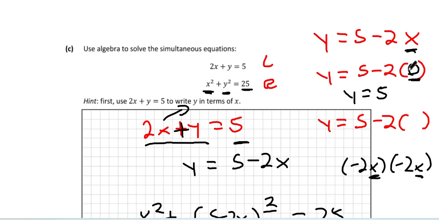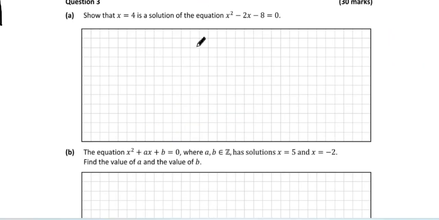Use your calculator, it's 5. Because 2 times 0 is 0. So you're taking 5 minus 0. And the other one you put in 4. And it's 5 take away 8. And that's minus 3. Now, two ways you can do this, okay?